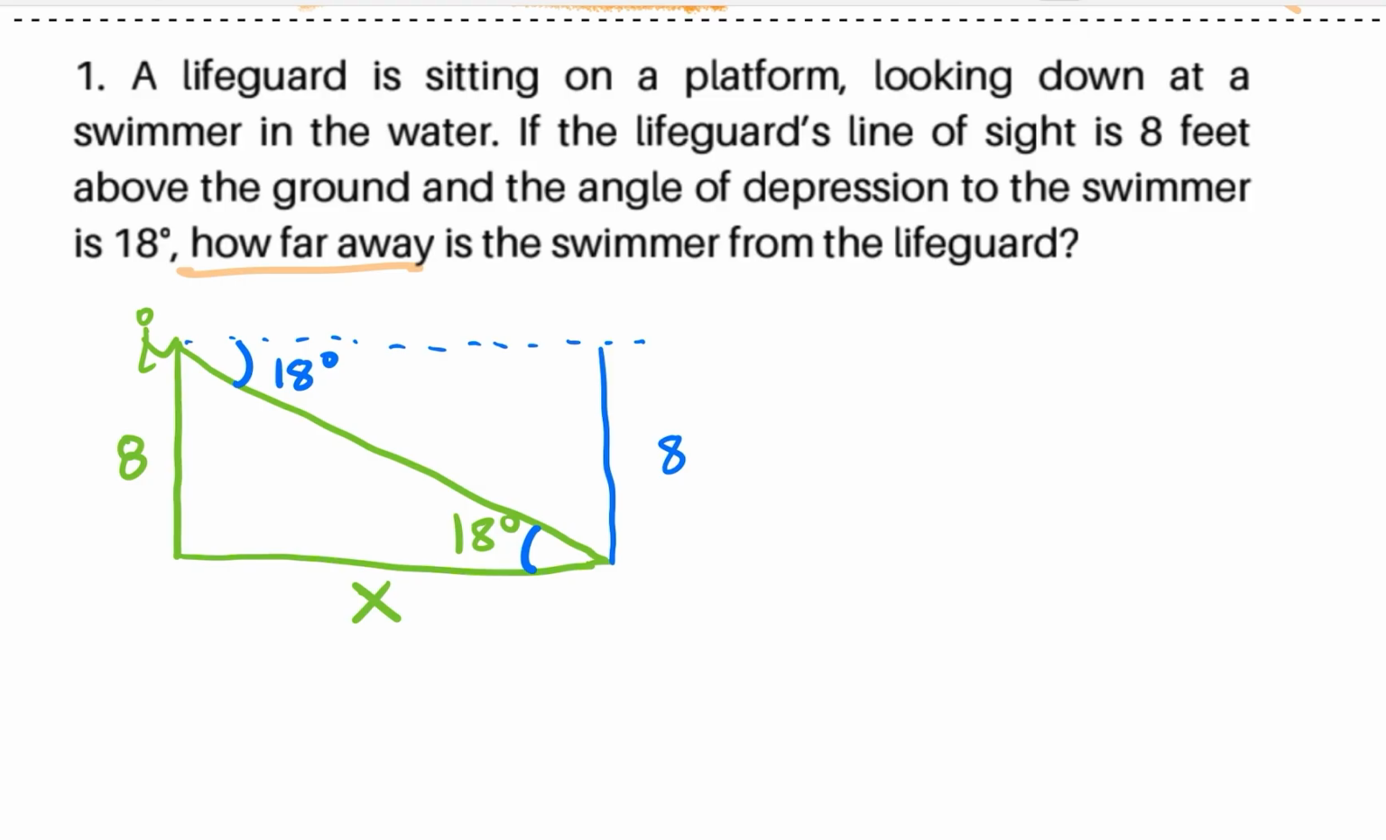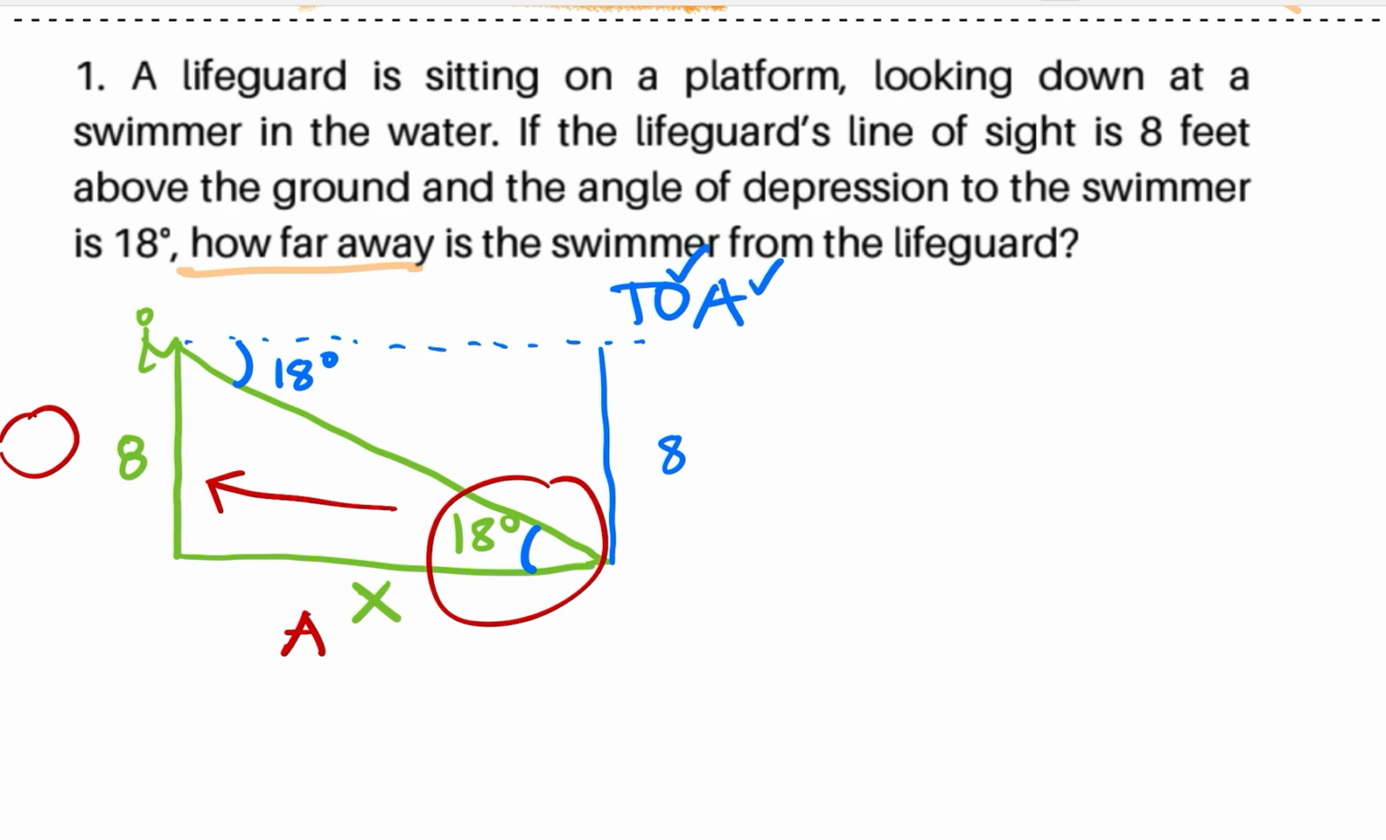And so knowing this information, I'm going to be focusing on this angle. This would represent my O, opposite, and this one would be my adjacent. So creating my equation, I will have to use TOA because I've got opposite and adjacent. So tangent 18, which is the angle, equals 8 over x.